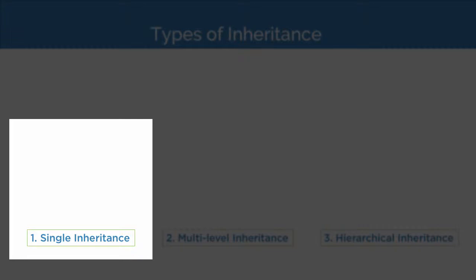So in case of single inheritance, we have, suppose, class B that inherits the properties of class A. As for example, you can imagine a car that inherits the property of vehicle. So this is known as single inheritance, where we have one class inheriting the property of another class.